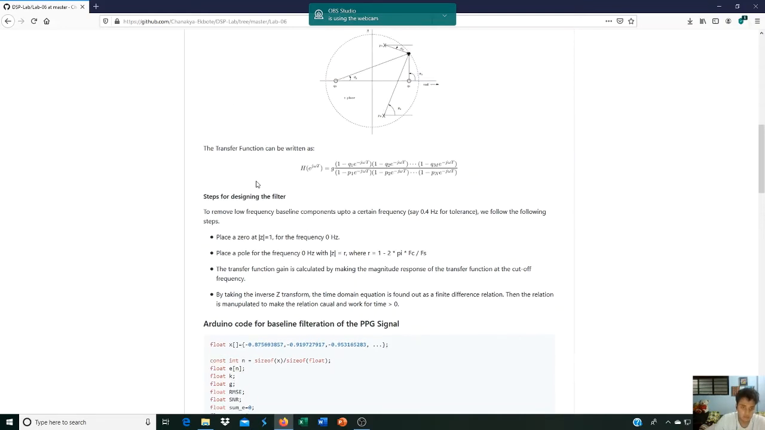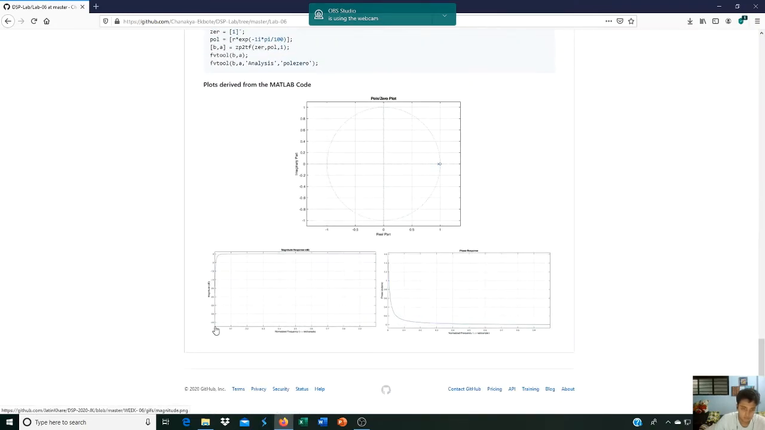Now, a doubt you may have is why not add zeros at 0.4 Hz, 0.4 Hz, and at 0 Hz. That is an ideal filter. However, the issue with that is the magnitude response of that goes like this. In this case, there's unitary gain for almost all frequencies above a particular threshold.